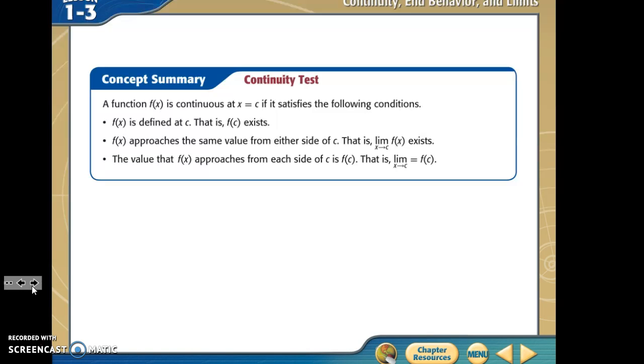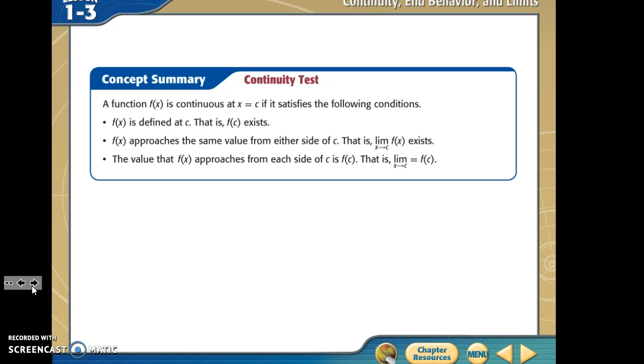All right, so we're going to look at the continuity test. There are 2 steps and then a check. A function f of x is continuous at x equals c if it satisfies the following conditions. f of x is defined at c, that is, it actually exists. So when you plug in your value of c, everything is okay. And then you need to check: does f of x approach the same value from either side of c? So does the limit exist? Are you approaching the same number? It is possible for the limit to not exist.